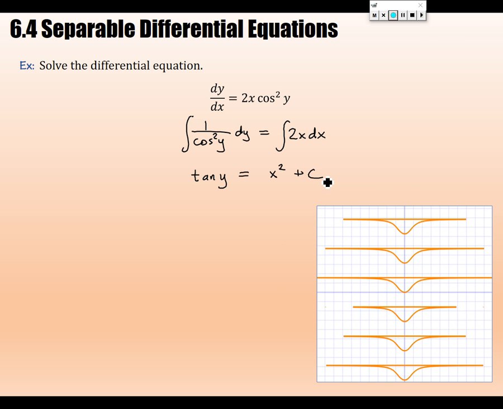Here's the graph of that implicit curve. By the way, you can graph these online too. You can go to Desmos. You guys like Desmos, right? You can type this right into Desmos and it'll graph it for you. Just graph tan y equals x squared plus c.